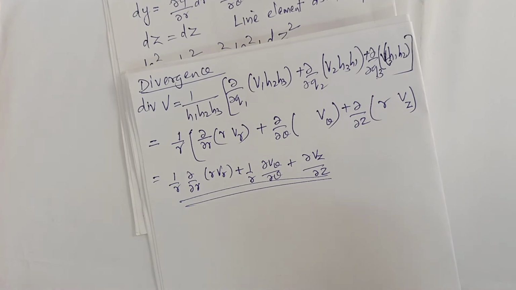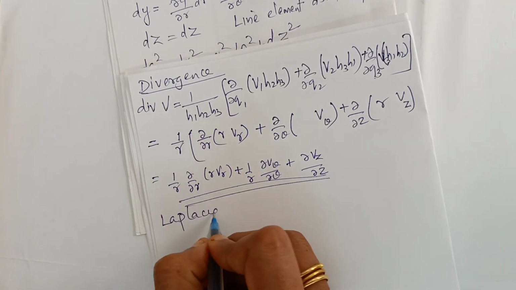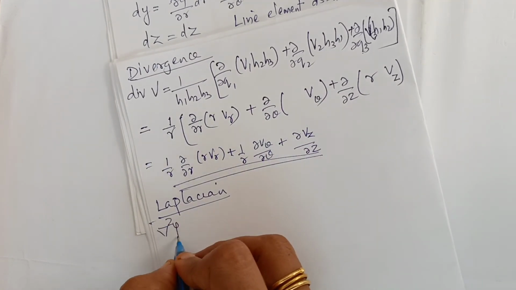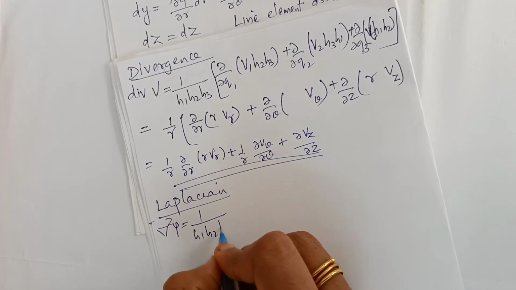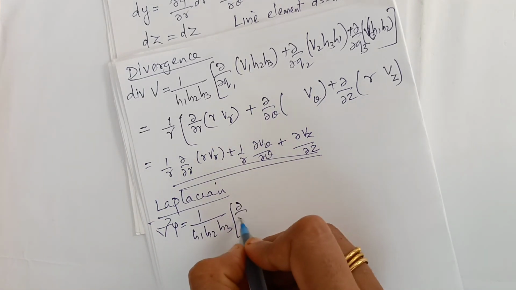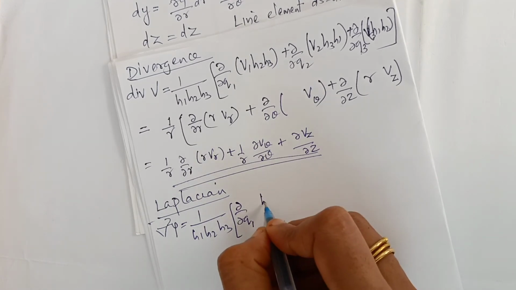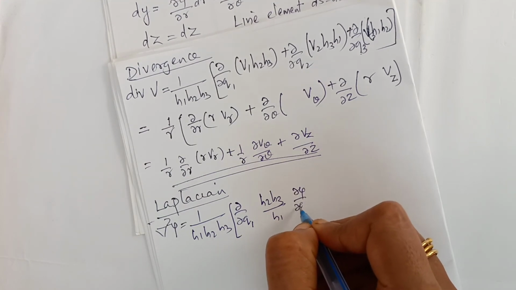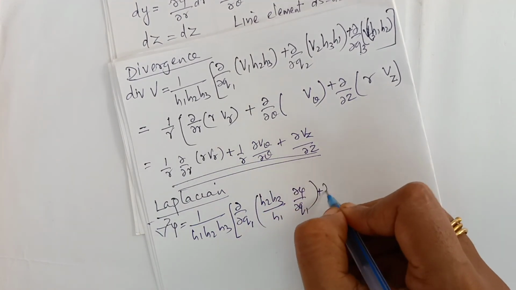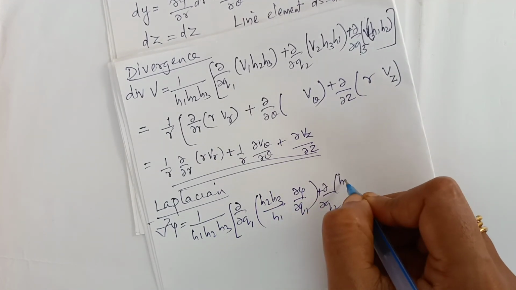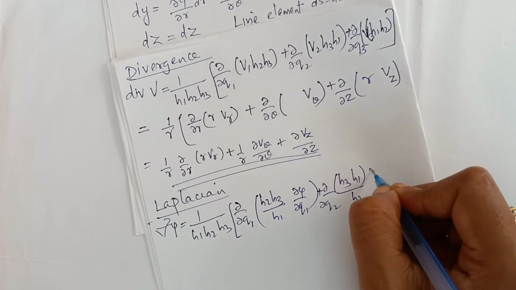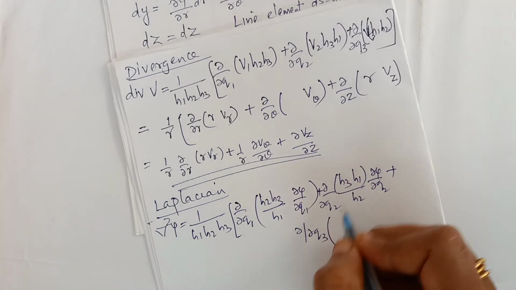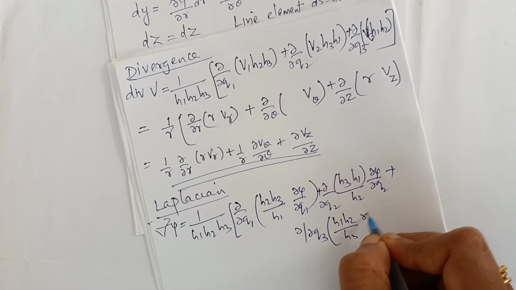Now we can write our Laplacian. For the Laplacian also we have the standard formula, that is del square psi is equal to 1 by h1 h2 h3, dou by dou q1 of h2 h3 by h1 dou psi by dou q1. As I am repeatedly saying, you only study the first term; the second term comes cyclically: h2 will become h3, then h1 by h2, plus this h3 will become the next.